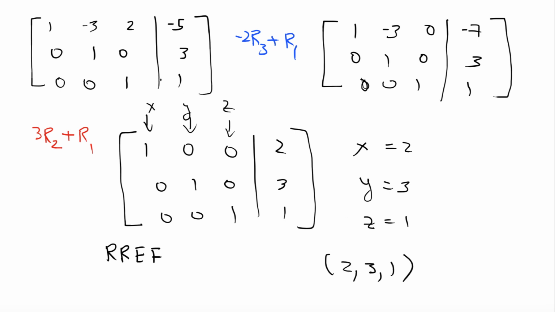Remember, this is a 3 by 3 system of equations, so this is not technically an ordered pair, but the solution is x is 2, y is 3, and z is equal to 1. Of course, you can always plug these back into the original problem to make sure that everything checks out. In this case, it does.